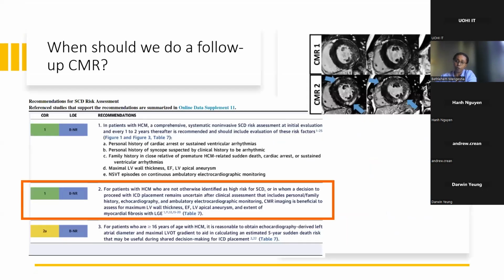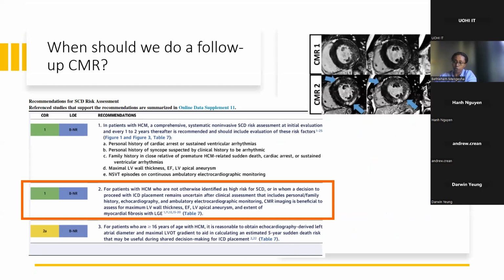So both LV mass, wall thickness, and LGE are not constant and may change with time. The rate of progression may be different in each individual. The wall thickness may even regress with LGE progression. Some studies have shown that among factors like age, baseline LV mass, genetic mutation, or wall thickness, LGE mass at baseline was the only predictor of LGE progression.